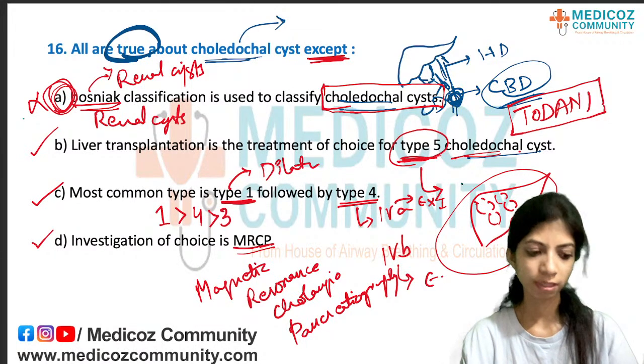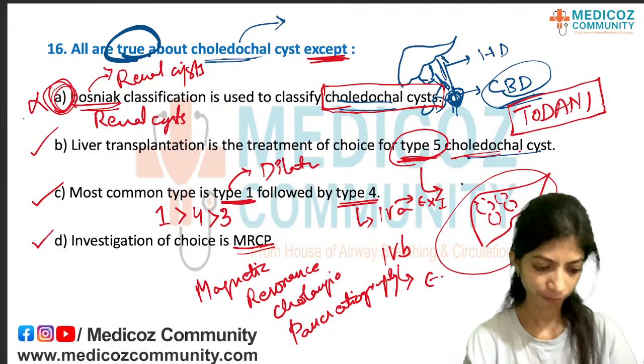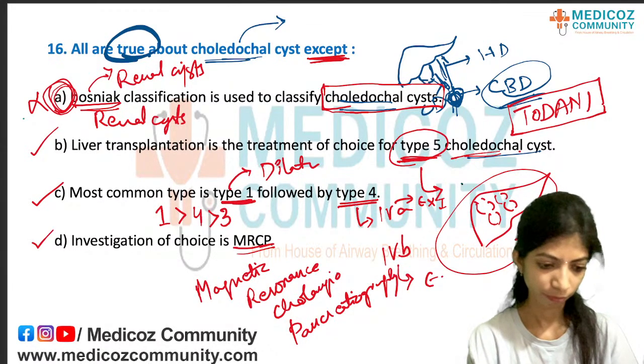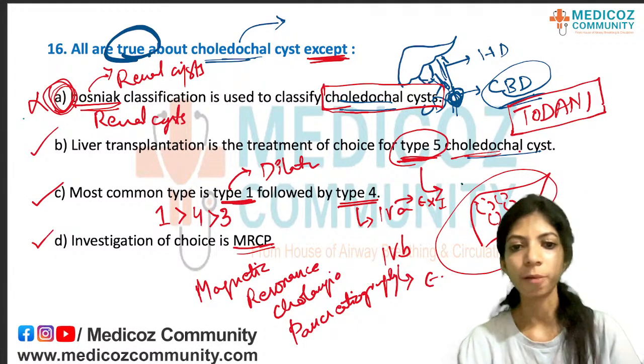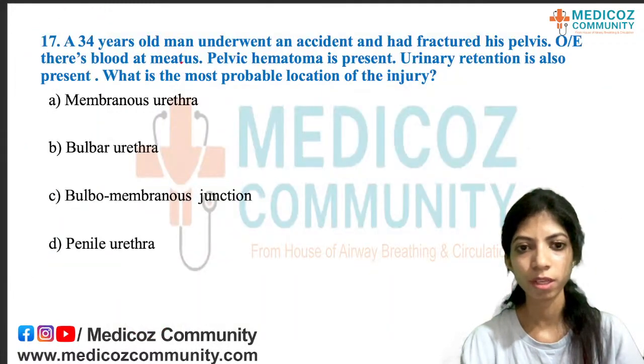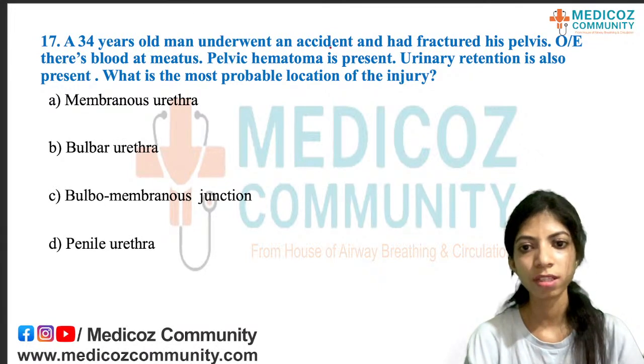Okay, let's go to the next question if everything is clear. I hope everything is clear for you. Okay, let's proceed with the next question, which is a 34-year-old man who underwent an accident and had fractured his pelvis. So there's a history of accident, and he had fractured his pelvis. Pelvic fracture is there, accident is there.